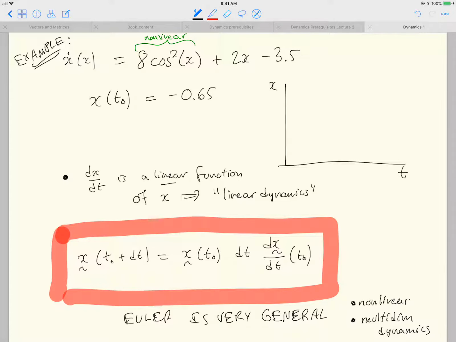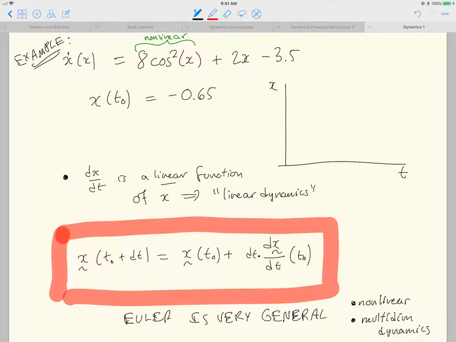Yes? Are those two terms supposed to be multiplied or added together? Thank you. So let me try and clarify that. This thing has a plus, and this is dt times dx by dt. Thanks.